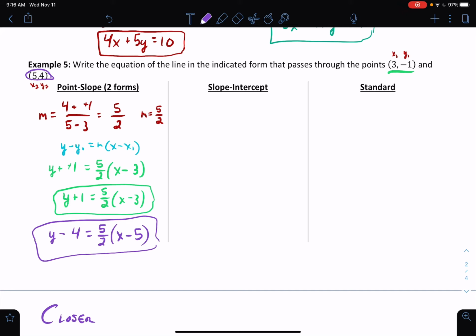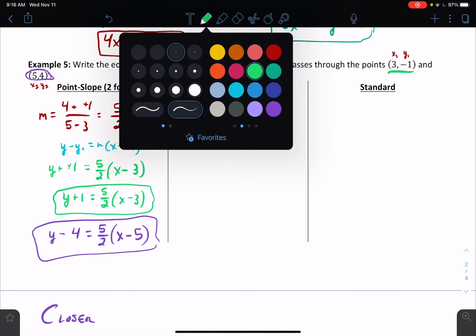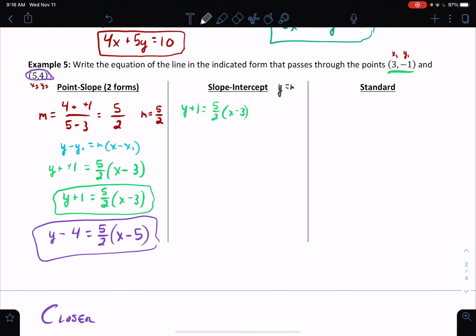Okay? So next up is converting this into slope intercept form. I start with point slope, and now I can convert that into slope intercept. I'm going to use this first one, y plus 1 equals 5 halves times x minus 3. To get this into slope intercept form, which is y equals mx plus b, I need to solve for my y value. So I'm going to distribute the 5 halves. So I'll get y plus 1 equals 5 halves x minus 15 over 2. 5 halves times -3 over 1 is -15 over 2.